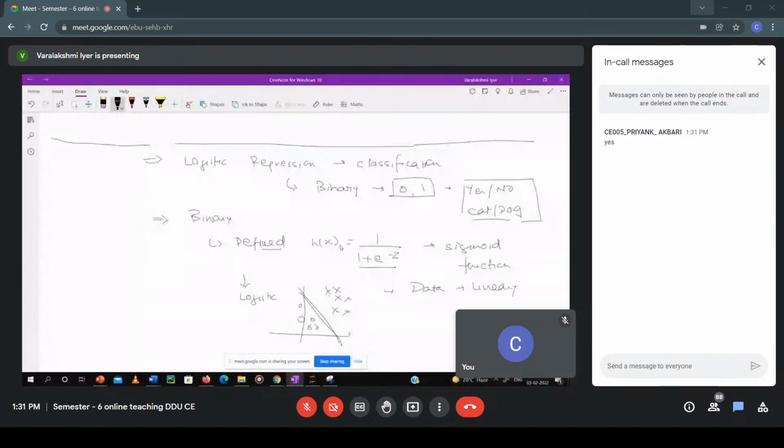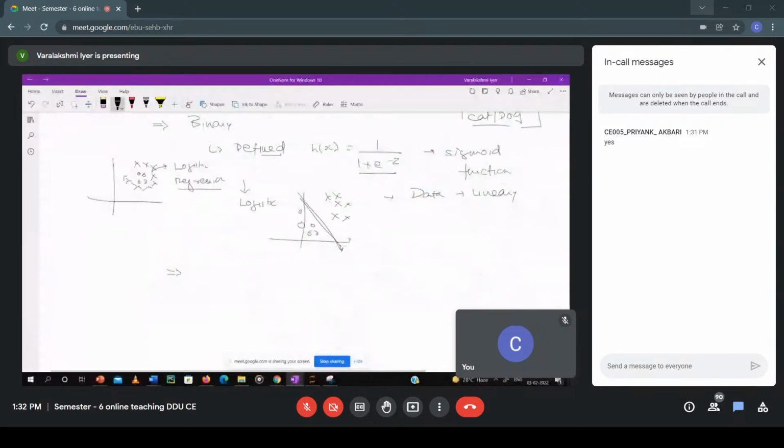For example, data which won't be linearly separable will be of this form. For example, these are your positive samples and these are your negative samples. In this case, logistic regression cannot be applied. Okay, so we went through this. In the case of linearly separable data, we defined our hypothesis function for binary logistic regression.